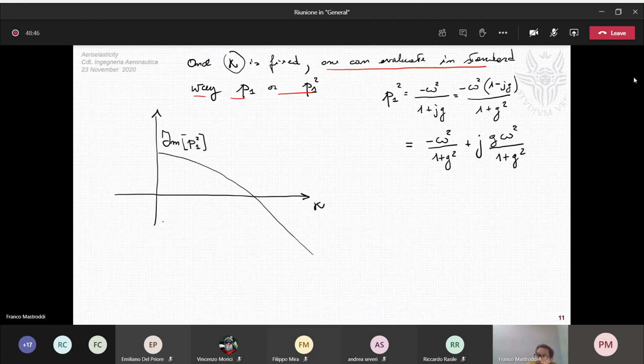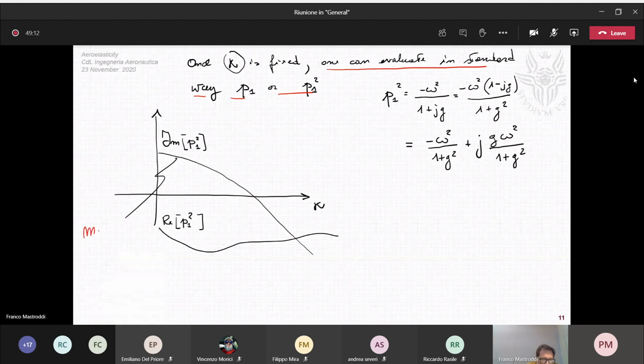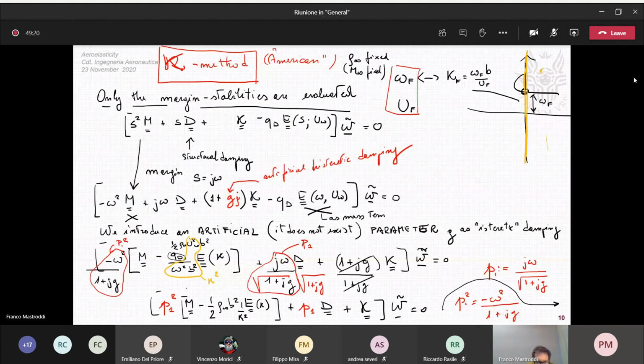You should have something like this, and correspondingly you have the real part here, which looks something like this. Of course, you have many of these curves, a curve for any value of P1, because you are developing this determinant equal to 0.